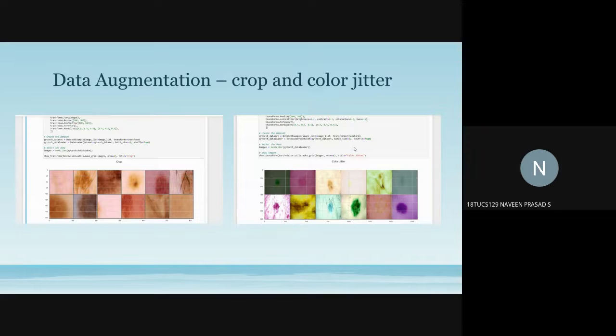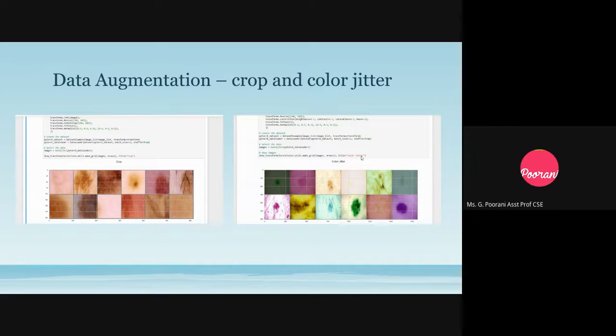Color jitter is also something we used, because in the zeroth review the reviewer asked what would happen with color differences, since some people have black skin and some have mild brown or white skin. To handle those differences, we used color jitter, which makes the model not depend on color to find the skin lesion.